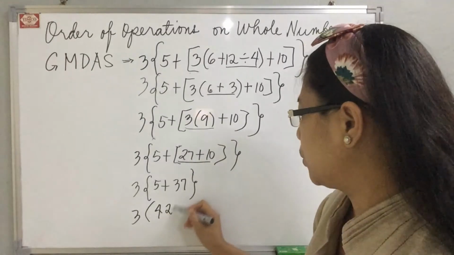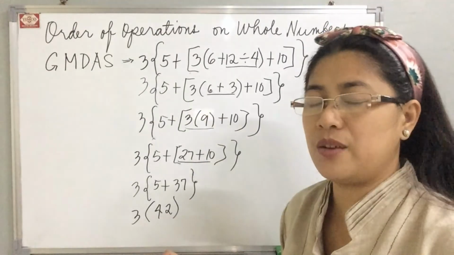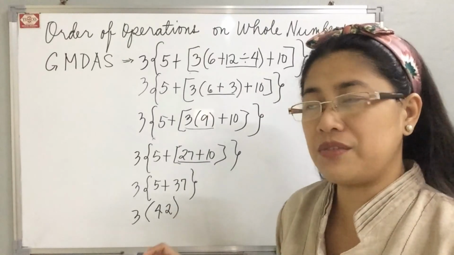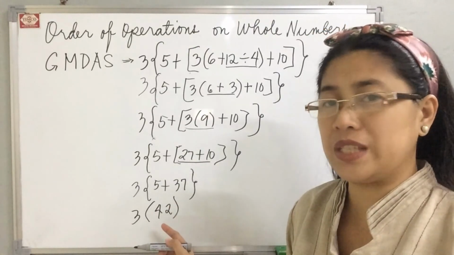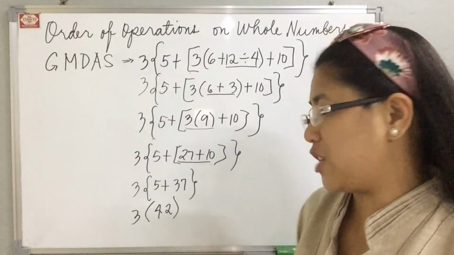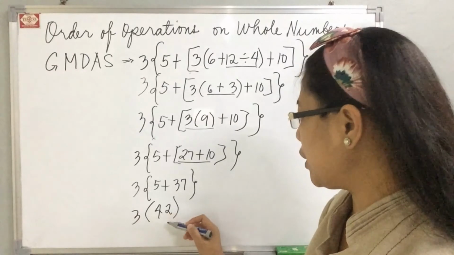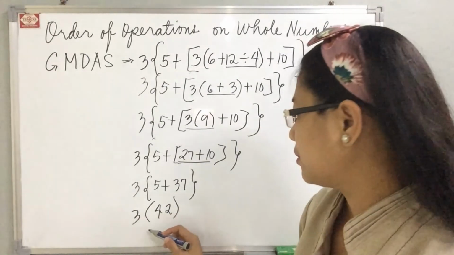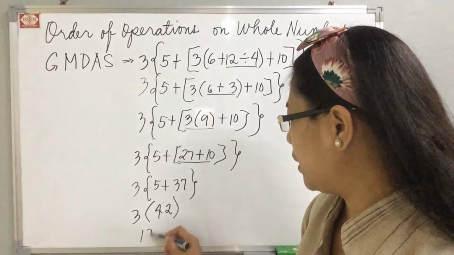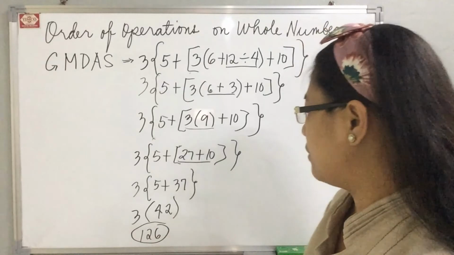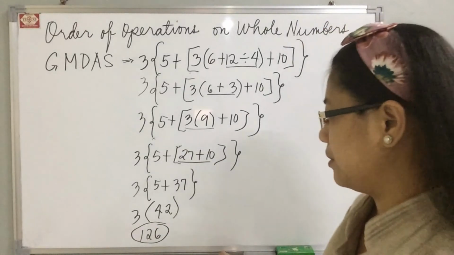What did I say a while ago? When you see a parenthesis, if there is no operation written and it's only parenthesis, it means multiplication. So, 3 times 42, what's the answer? We have 126. So, this is now our final answer.